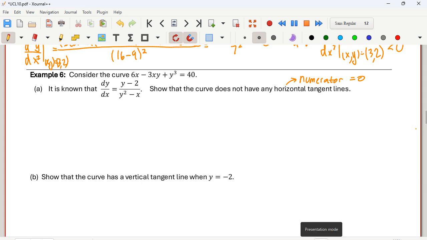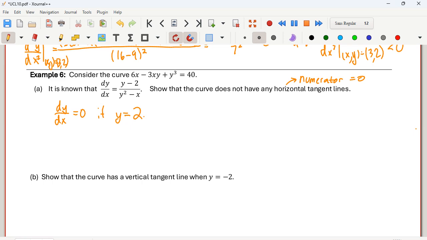Can the numerator equal 0? Yeah, right? So dy/dx equals 0 if y equals 2. So I'm kind of stating something that I know, and that's just something you can do by inspection, right? So let's then use that. Let's put 2 into our original curve.